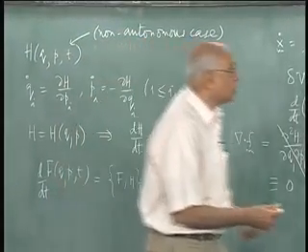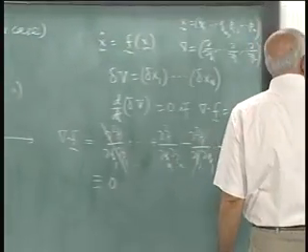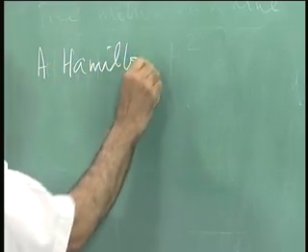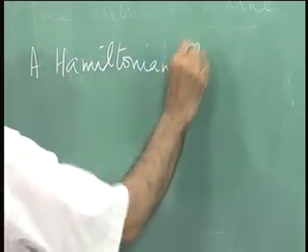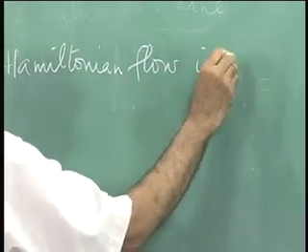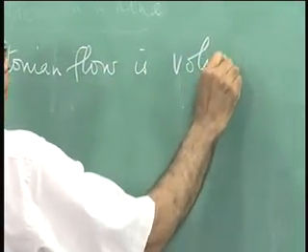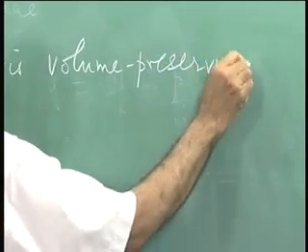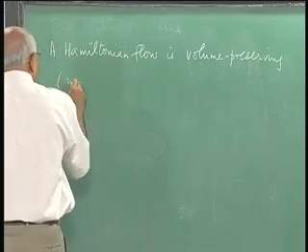So that is our first important lesson. A Hamiltonian flow is volume preserving in phase space, of course.